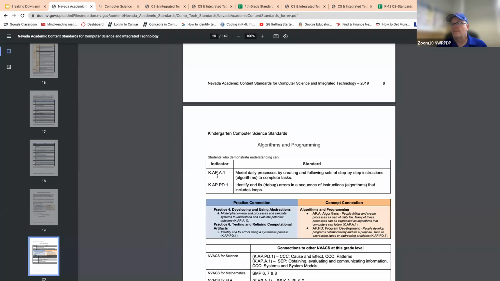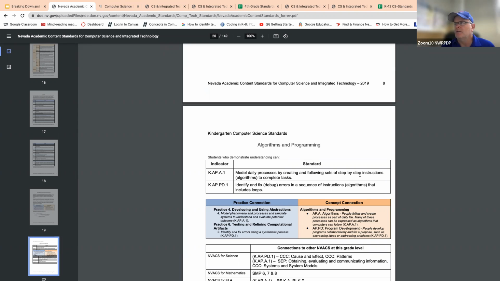So in kindergarten, here's our standard: algorithms and programming. And the sub-concept is algorithms. You have one standard: model daily processes by creating and following a set of step-by-step instructions, algorithms, to complete a task. So if I'm a kindergarten teacher, this is a great one. Maybe I have the kids line up from tallest to shortest, and then I can check the line and see if the kids did it by that task. Maybe I have the kids line up by who has shoelaces of a certain type or Velcro shoes. I don't know, but modeling is the key one there.